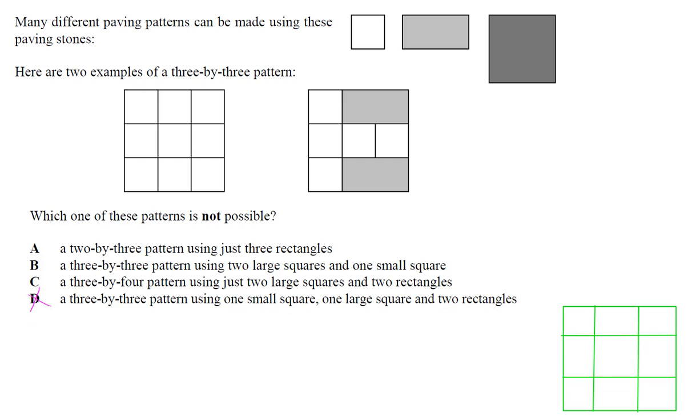Now let's try C. Or maybe B actually. We'll try B. A 3x3 pattern using 2 large squares and 1 small square. Let's do that. We have 1 large square. Now as we try to put our other large square, there's no other way we can place it without it overlapping. So, let's see. This means that B is actually impossible. We can't get 2 large pavers to fit into a 3x3 shape. So, our answer here has to be B. B is the one which is not possible.